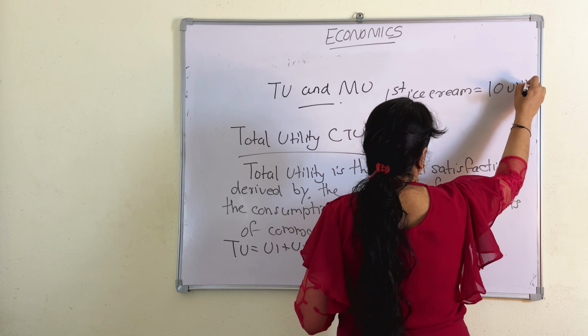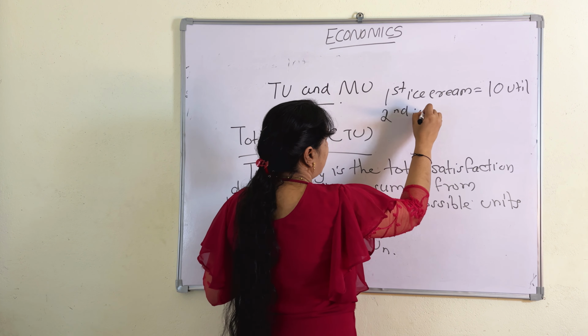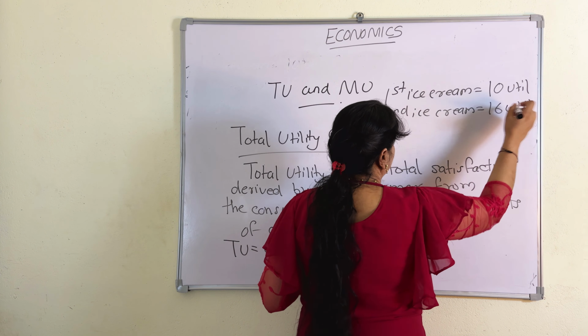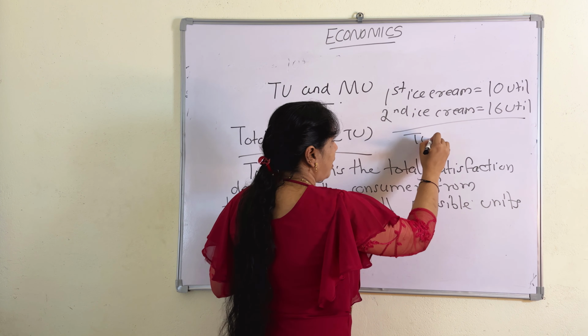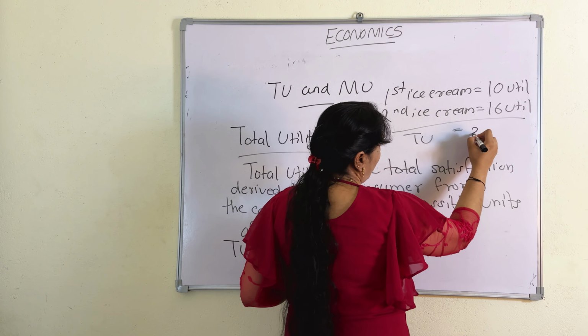I will explain with an example. The first ice cream gives 10 util and the second ice cream gives 16 util. Then what will be the total utility? 10 plus 16. 10 plus 16 is equal to 26.